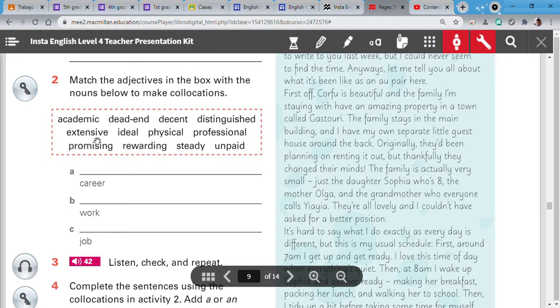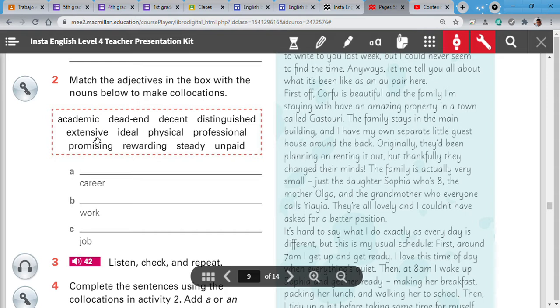Professional. Profesional. Promising. Prometedor. Rewarding. Gratificante. Recompensado, recompensa. Gratificante, no? When someone says, okay, good job. Oh, that's good. Steady. Fijo, permanente. Unpaid. No paid, no money.